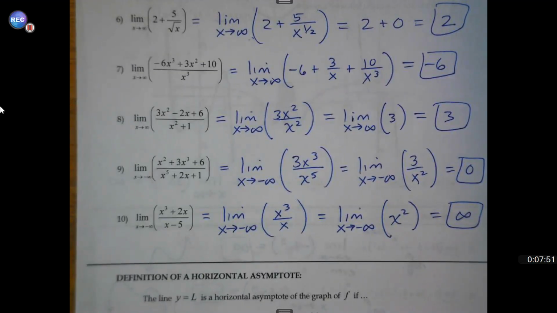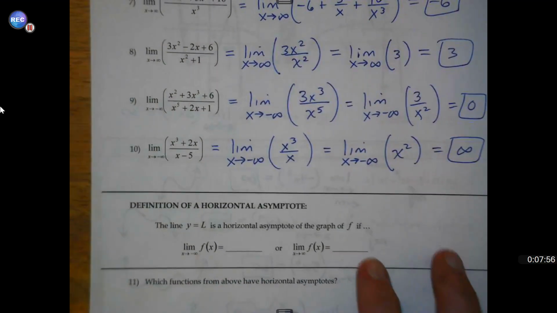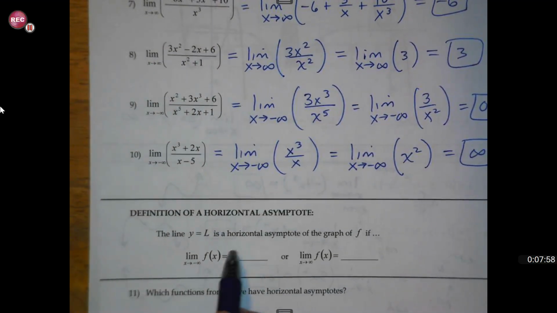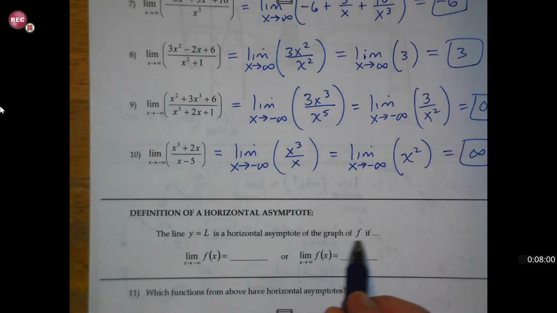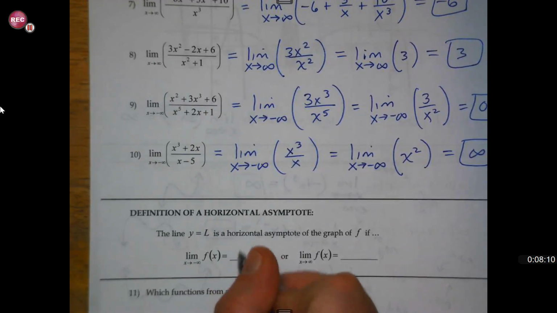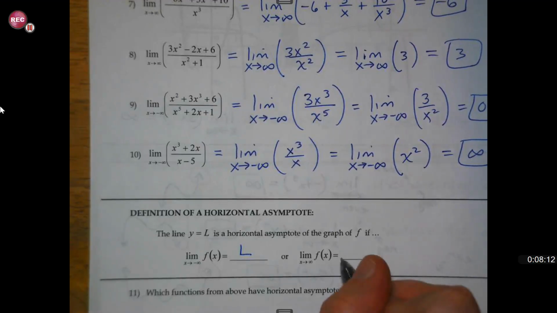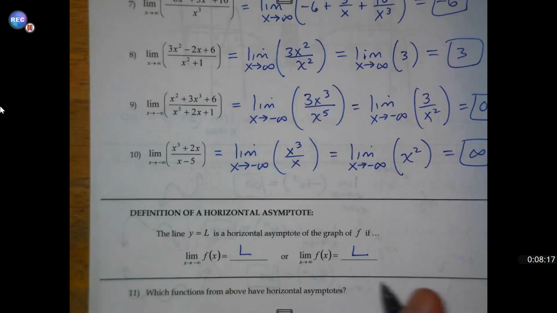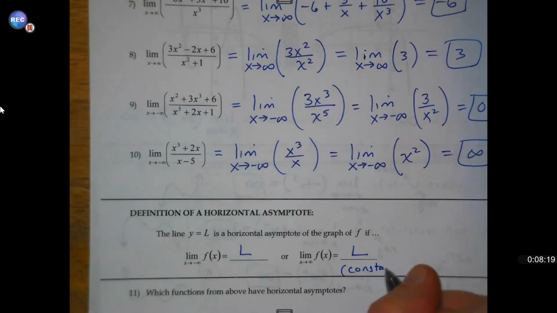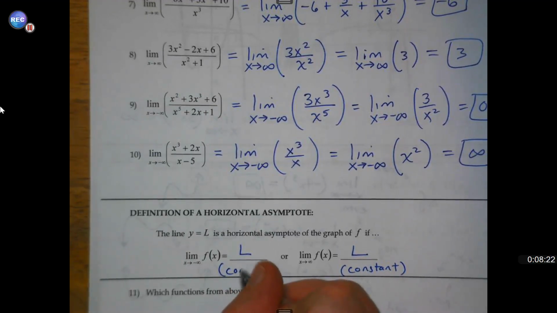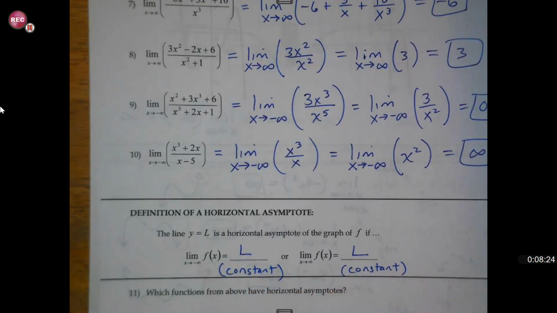Okay, so that takes us to our definition of a horizontal asymptote. So how does this go? Well, the line y equals L is a horizontal asymptote of the graph of f if one or both of these are true. So one is enough to have a horizontal asymptote, meaning the limit as x goes to -infinity of f of x is L, or the limit as x goes to positive infinity of f of x is L, and L is some constant. All right, so it can't approach infinity or negative infinity. It has to approach a constant to have a horizontal asymptote.